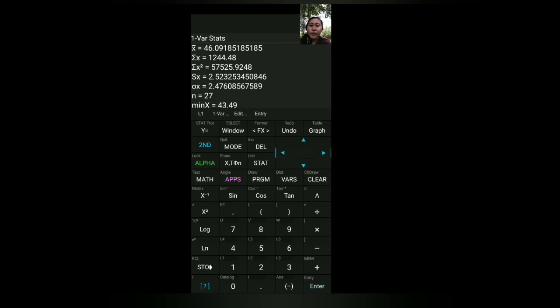Our mean is 46.0918, and our sample standard deviation, we have 2.523, and our population standard deviation, we have 2.47, and so on. So we'll go back to the presentation.